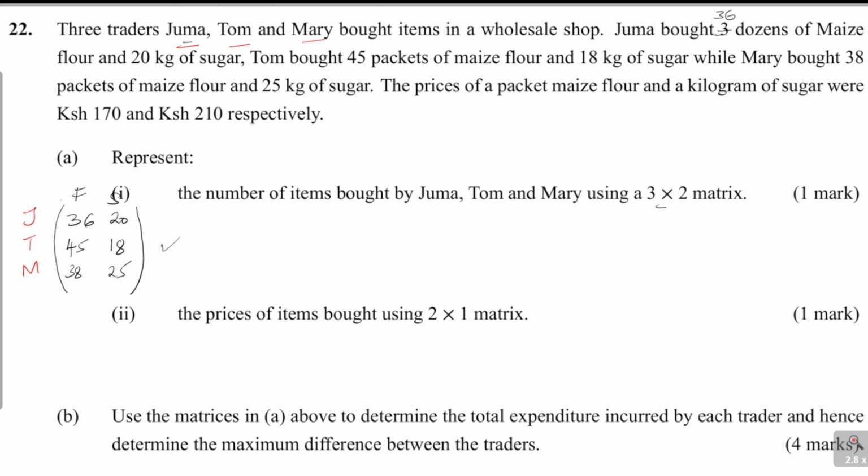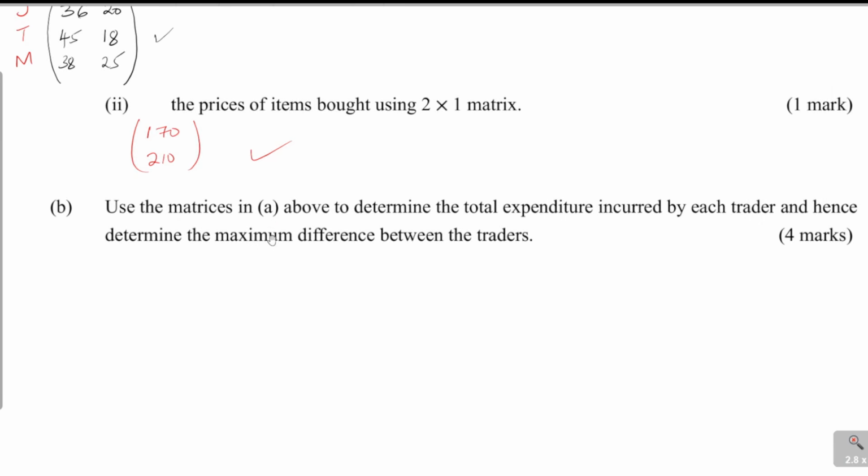Now we go to the next one. The prices of items bought using a 2x1 matrix. Prices are only 2: maize flour 170, and then a kilogram of sugar 210. It is as simple as that. That is a 2x1 matrix, 2 rows and 1 column. Very easy.